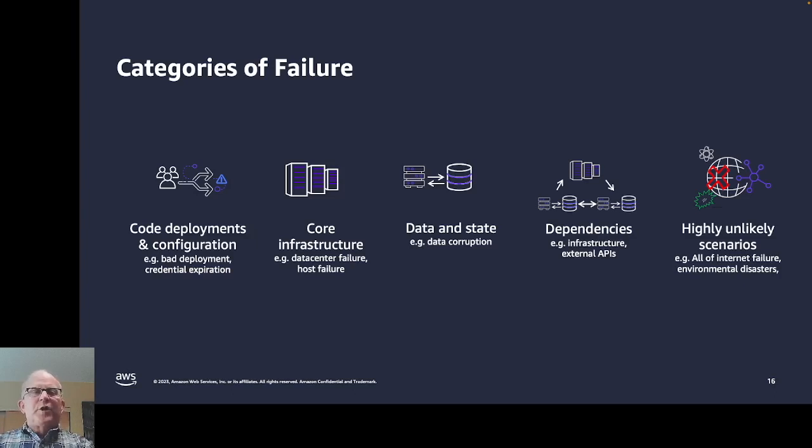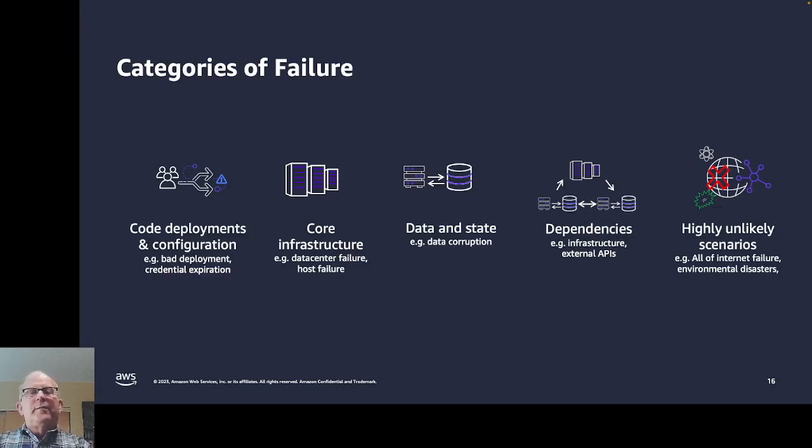The key categories of application failure to think about are shown on this slide. Code and configuration. What happens when you have a failed deployment? Do you have the instrumentation to detect it? Can your CI/CD system automatically roll back? Infrastructure. What if a single instance or virtual machine is terminated? What if there's an impairment to a single data center?